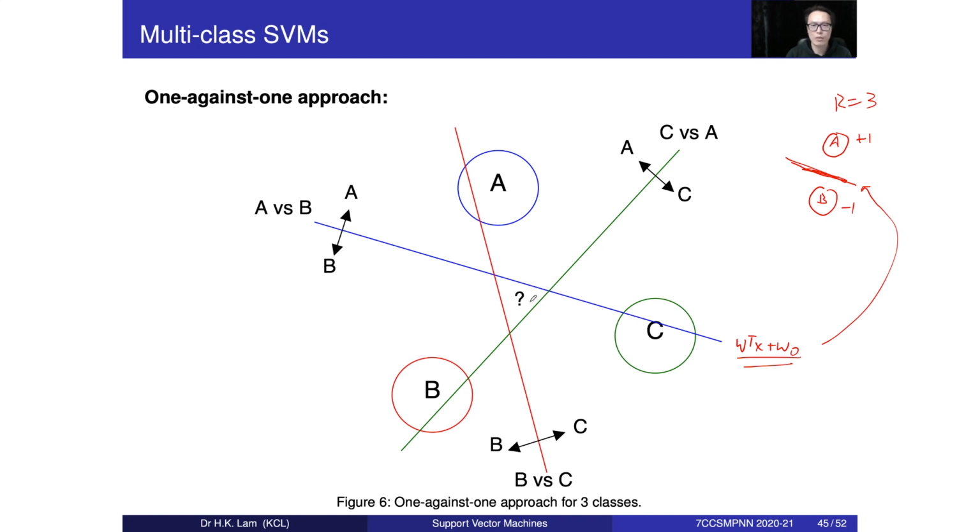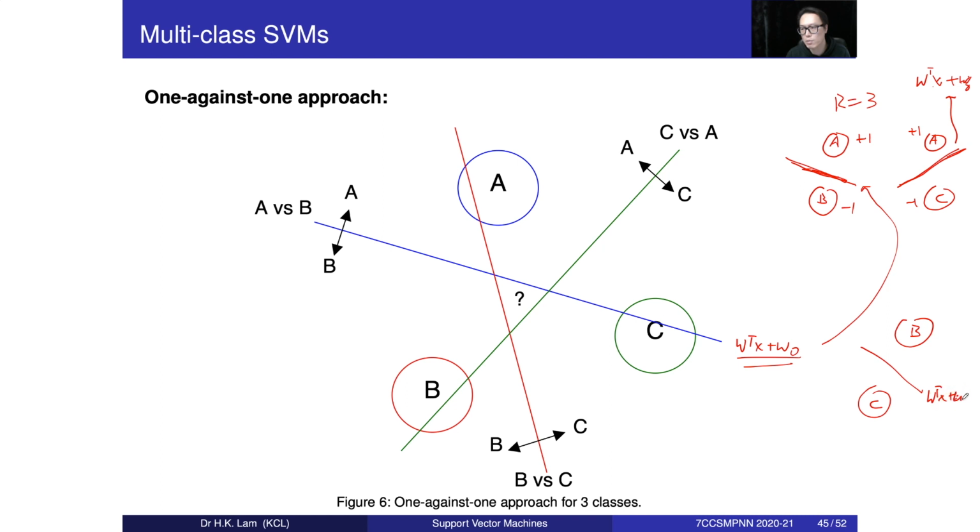Now we have the green one. For example, we do another combination, A versus C. We have another hyperplane, another set of w^T x + w0. In this case, we can assign, for example, +1 and -1, so this hyperplane can only tell you whether it is either A or C using +1 and -1. The same concept applies to B and C, another hyperplane.